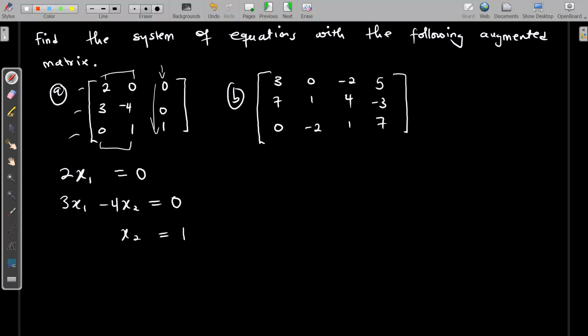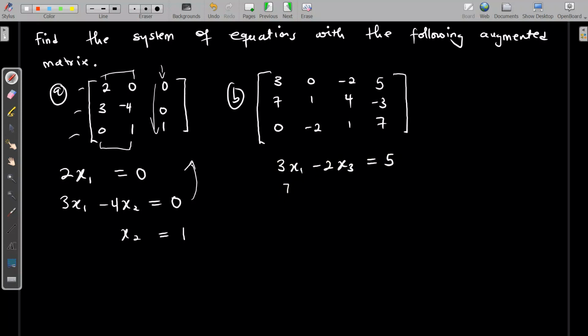So basically that's how you get this system of equations from this augmented matrix. On the other hand, I can also do the same thing here. I can have 3x1 plus 0x2. I'm going to write just the x3 component should be equal to 5.